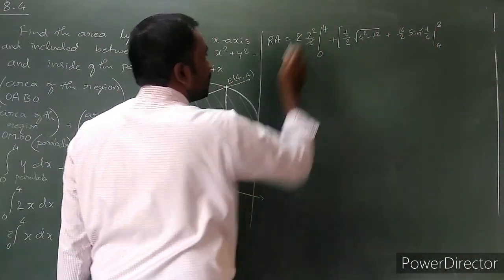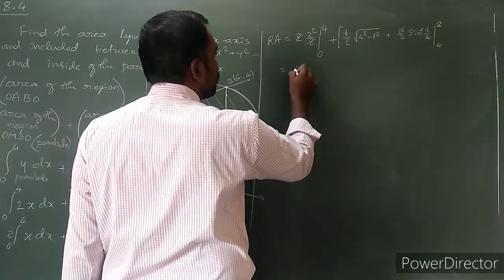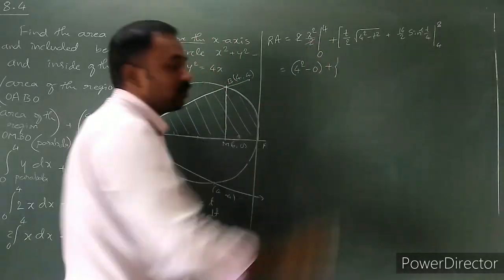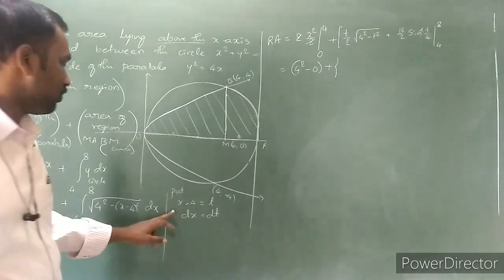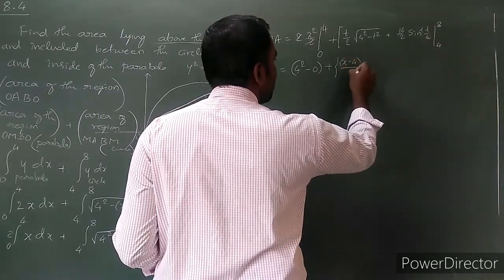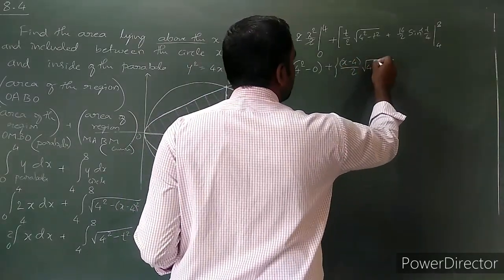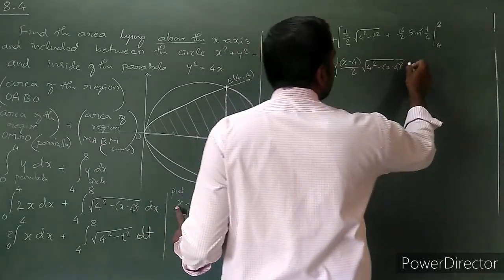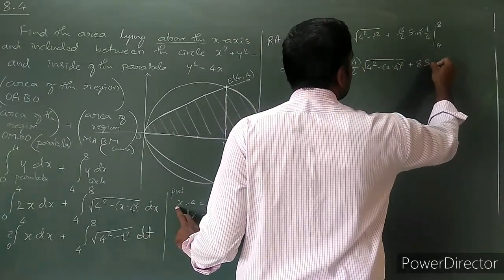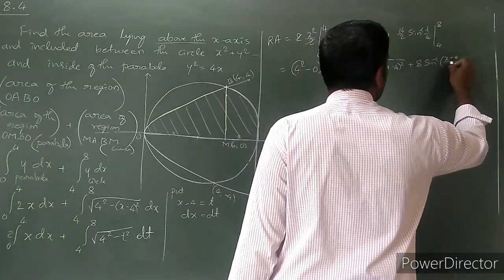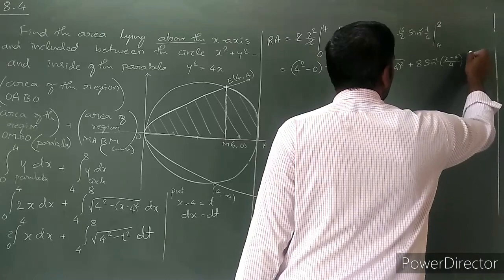Here the 2 gets cancelled. Upper limit is 4 square minus 0 square. This is over. Now I just replace the t value. What is the t value? x minus 4, divided by 2, under the root of 4 square minus (x minus 4) whole square, plus 16 by 2 is 8, sine inverse of (x minus 4) divided by 4. Limit is 4 to 8.